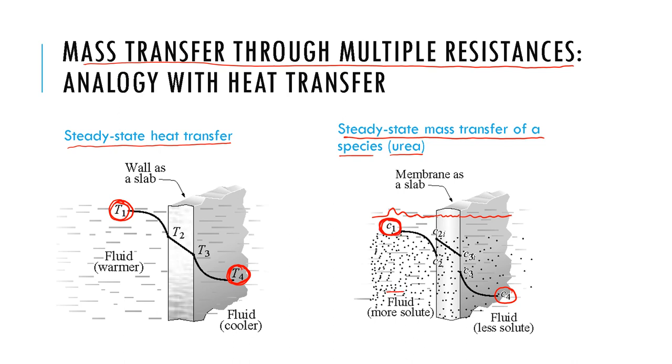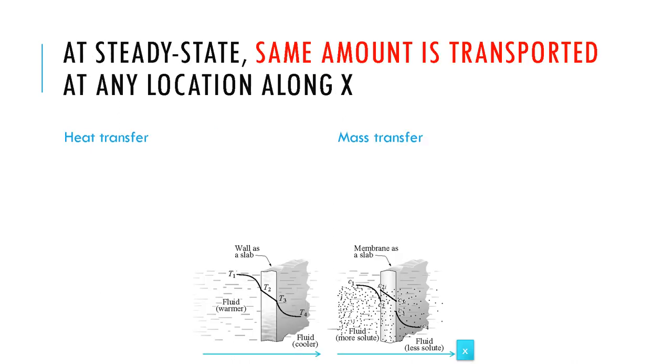So the transport occurs this way because there's a gradient from high to low, in exactly the same way that heat would flow from high to low. We now put this heat transfer and mass transfer side by side for the sake of analogy. If we think of x-axis as the direction of transport, then for heat transfer, the same amount of energy is transported at any section. Any section has the same amount of energy transported. The same thing will happen for mass transfer at steady state. Same amount of mass is going to be transported at any section.